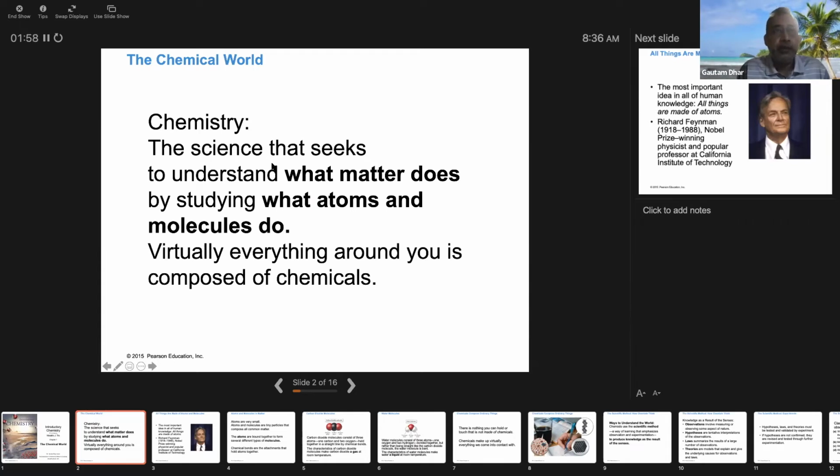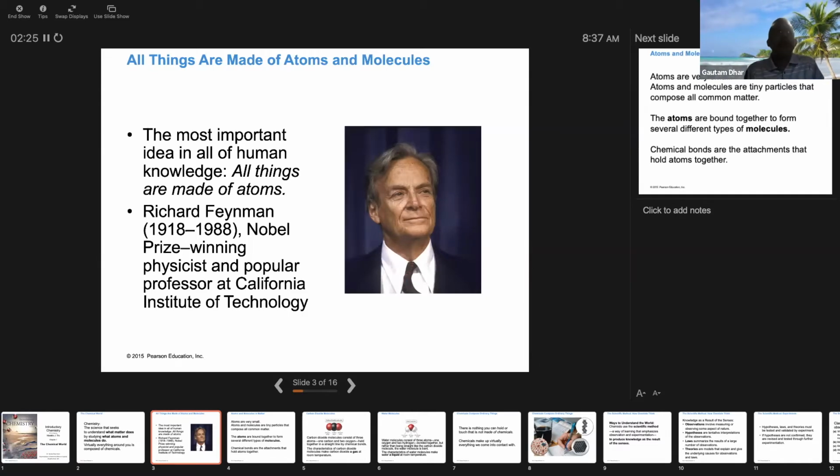That anything that you look around you is made up of atoms and molecules, and so they are basically chemicals. So when you try to understand these things around you, or understand your environment, you have to understand atoms, you have to understand molecules, their behavior. So all things are made up of atoms and molecules. That's the most important idea in all of human knowledge. This is told by Richard Feynman, one of the noted physicists who won the Nobel Prize and worked at Caltech.